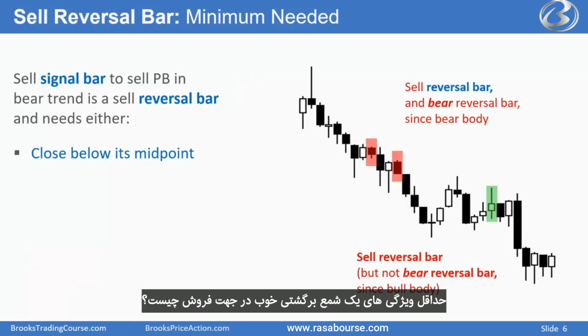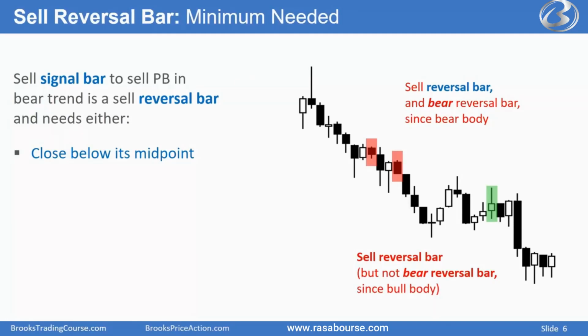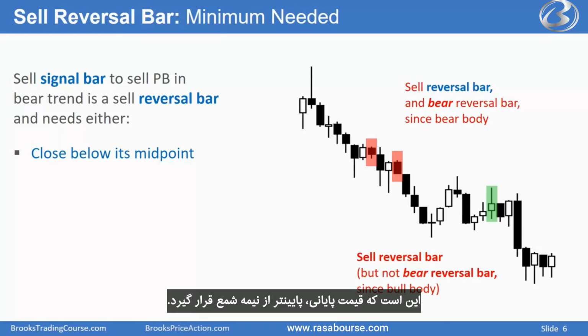What's the minimum that a trader needs to see for a sell reversal bar? Well, a close below the midpoint. Here we have a small bear bar. We have a bear trend, five bars down, six bars down. And we tried to reverse, not very strongly, so it became a bear flag. And traders look to sell. They like to sell below bear bars. So here is a bear bar. They'll sell below that. Here we have a small double top bear flag. They'll sell below that bear bar.